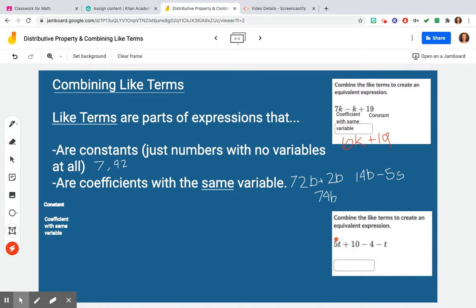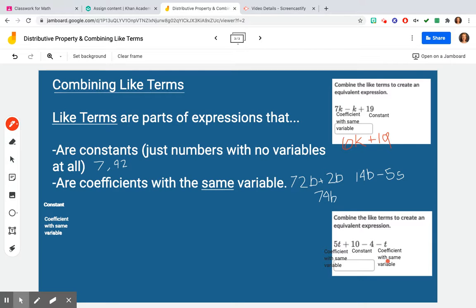And this next equivalent expression, our terms are 5t, 10, 4, and t. I see some constants here. I see 10 and 4 don't have a variable at all, so we call those constants. They're just regular numbers that you guys have been dealing with for years and years now. And 5t is a coefficient that has the same variable as this t over here.